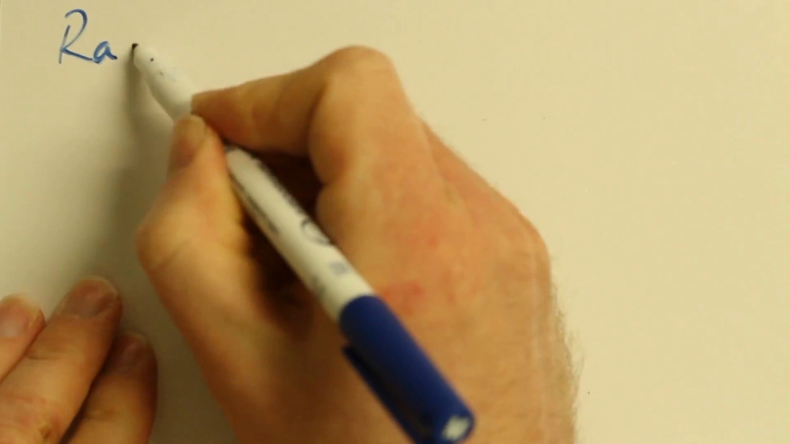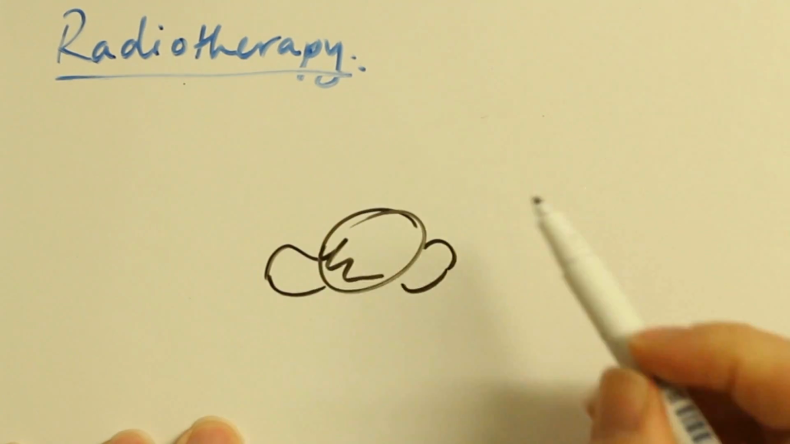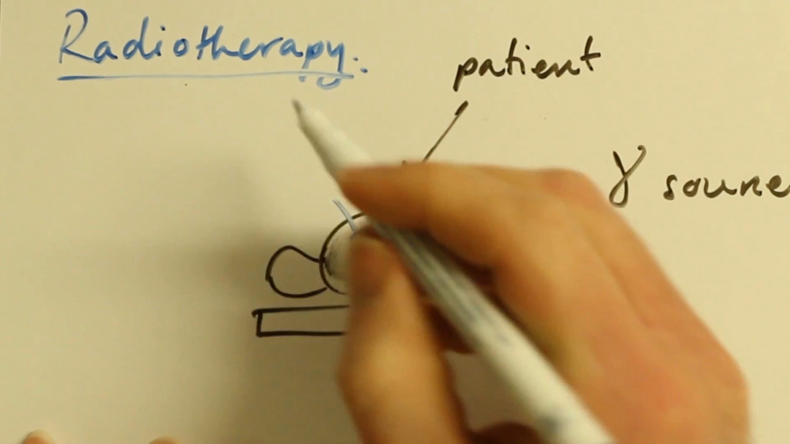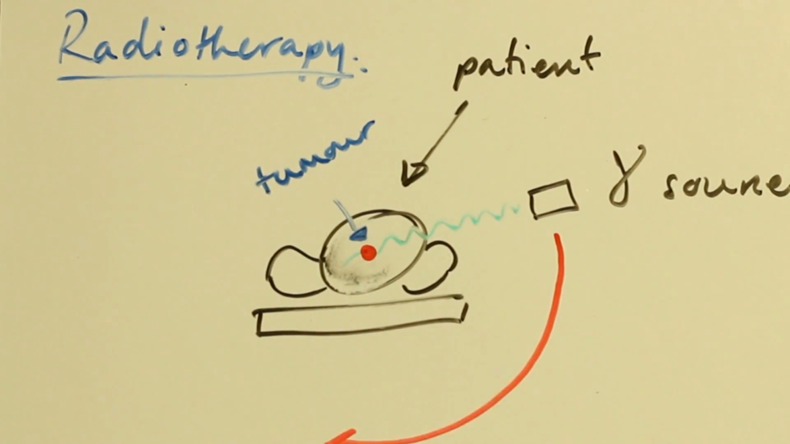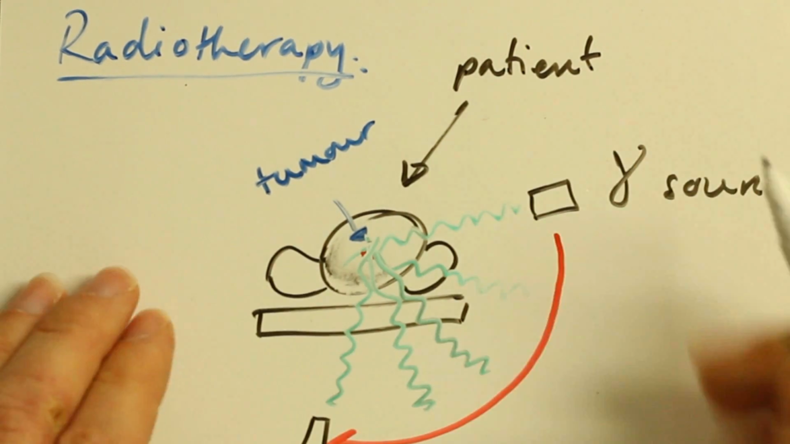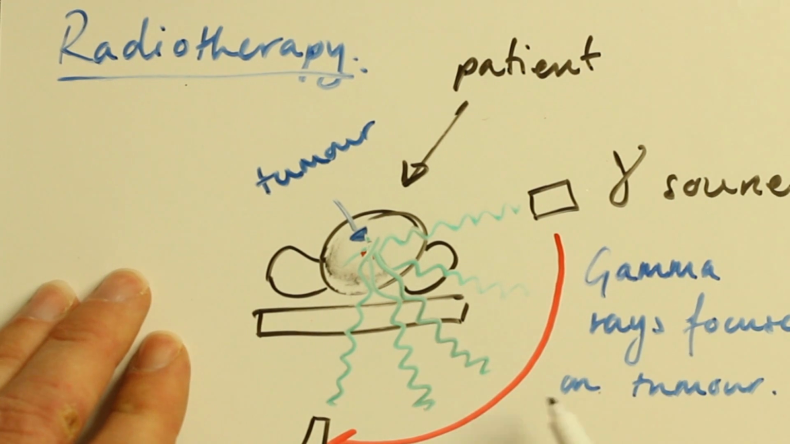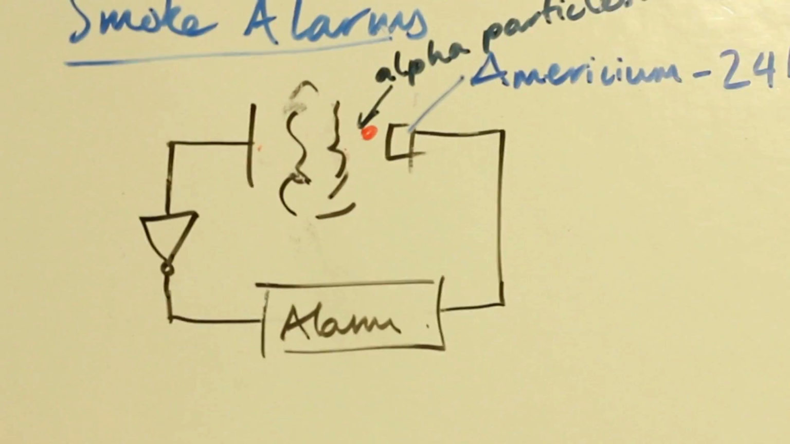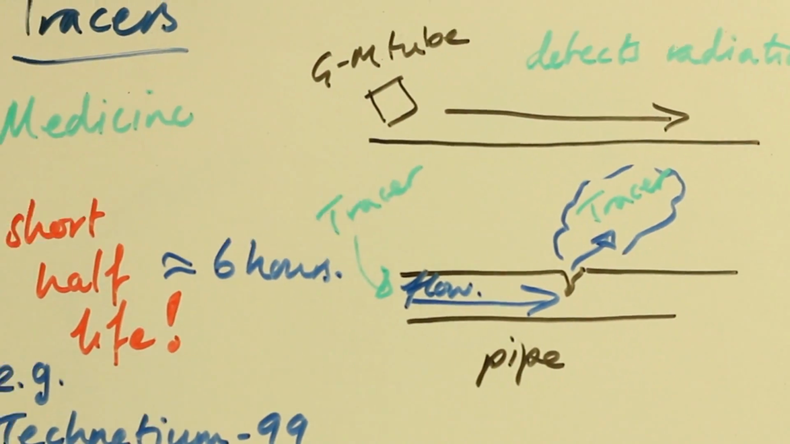Lastly, another medical use for treatment this time is radiotherapy. In radiotherapy, once they've located the tumour, they can move a gamma source around the patient. This means that the gamma rays are focused on the tumour, and so it kills not many healthy cells, but kills many cells in the tumour.